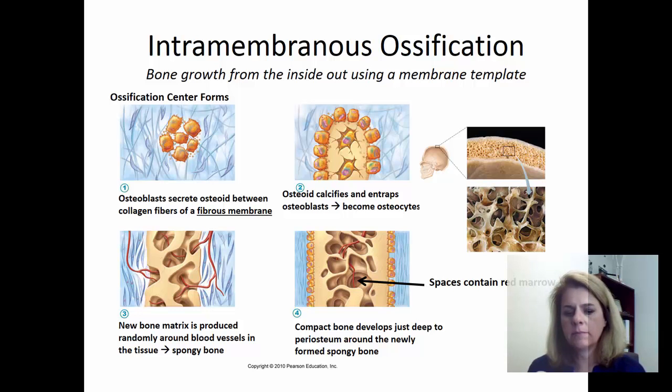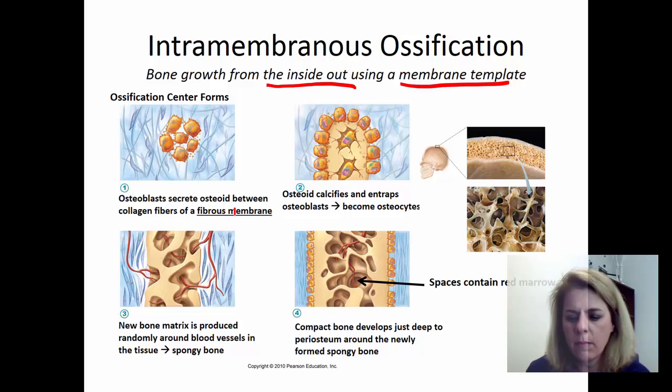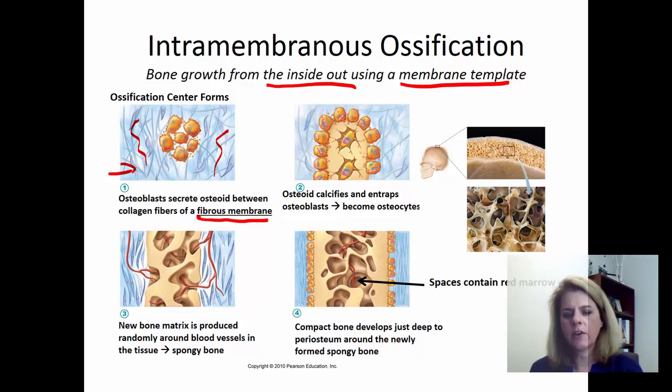This is bone growth from the inside out using a membrane template. Step one, we have our membrane. Here's our fibrous membrane, all this purple stuff that you see. Our osteoblasts are going to migrate in, and they're going to start to secrete osteoid. You're going to have this osteoid being secreted around these osteoblasts, and it's going to calcify, or get hard, and that's going to trap those osteoblasts. Remember those lacunae? Now they're trapped, and once they become trapped, they become osteocytes, those mature bone cells. That's what's left inside the bone.